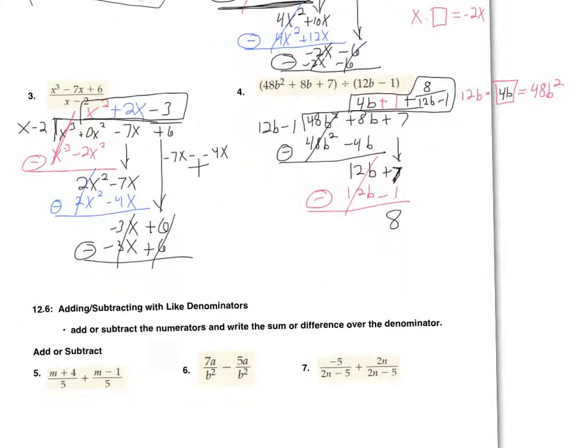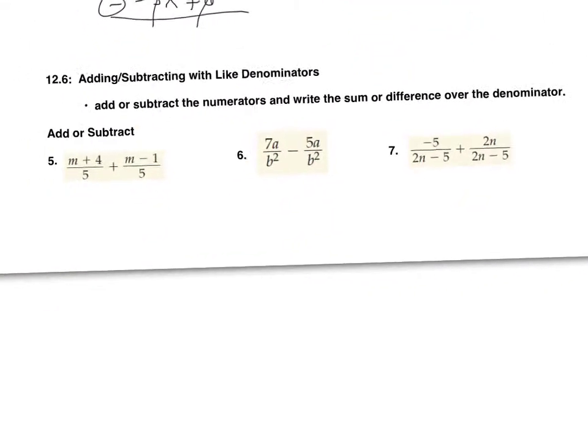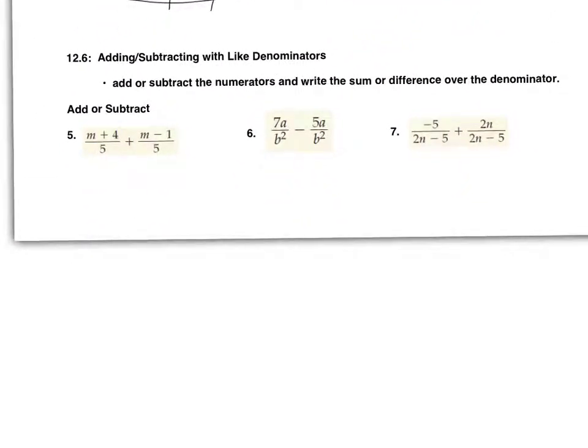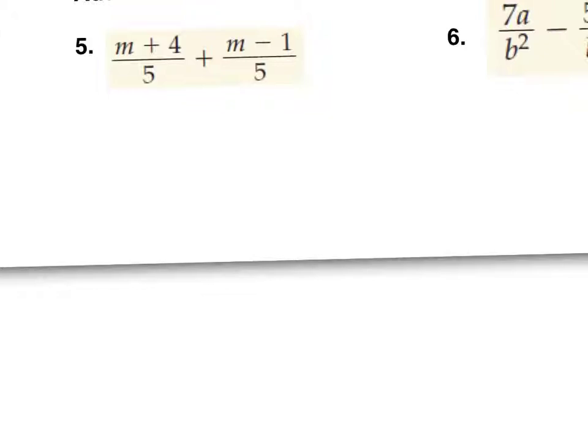Okay, so that was lesson 12.5. In 12.6, we reviewed how to add and subtract fractions that already have a like denominator. Basically all you do is add or subtract the numerators, and you keep the denominator the same. So if you really want to show your work, with number 5, since they already have the same denominator, you'll just combine them. You'll write m plus 4 plus m minus 1 all over 5.